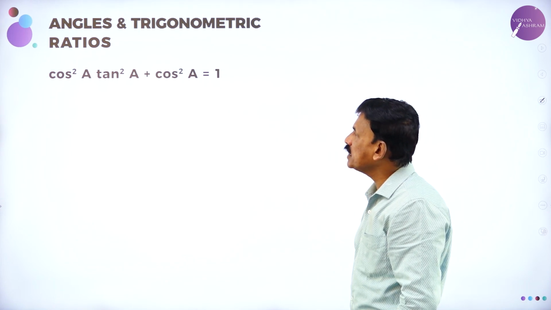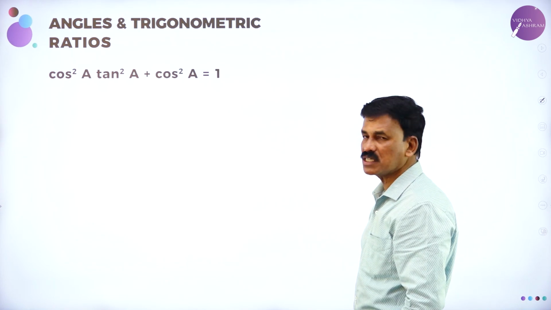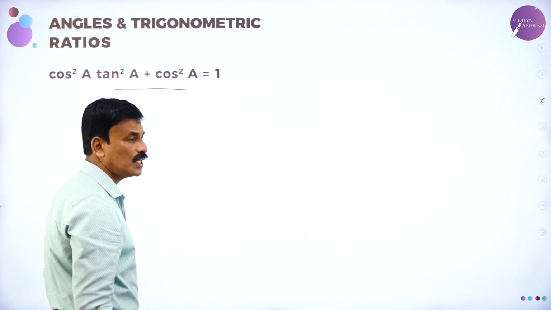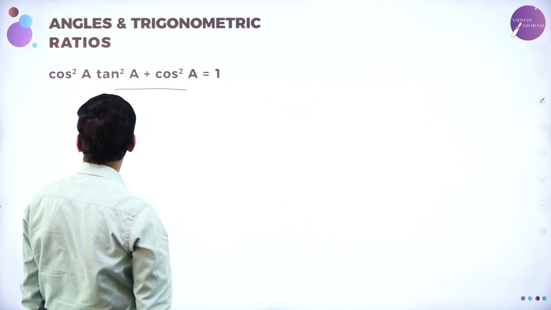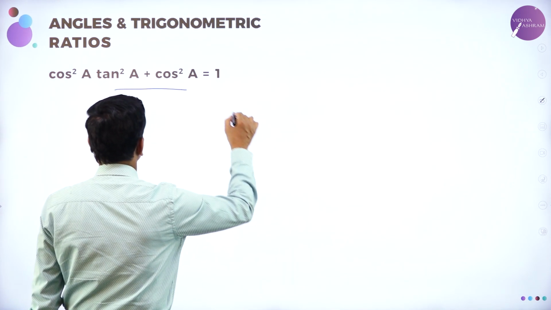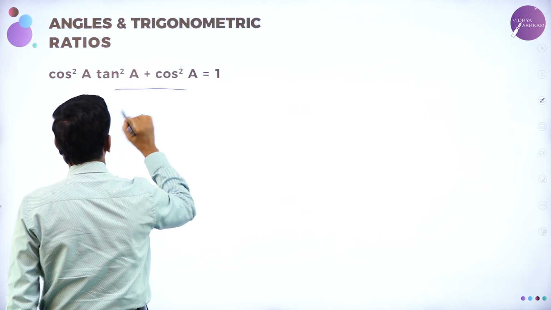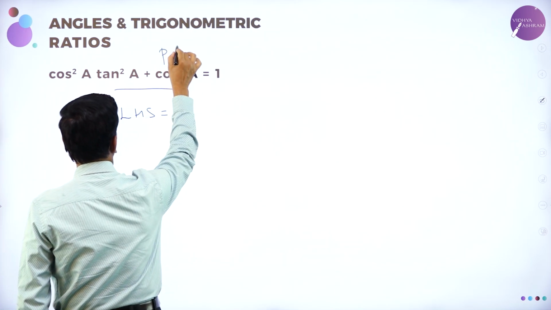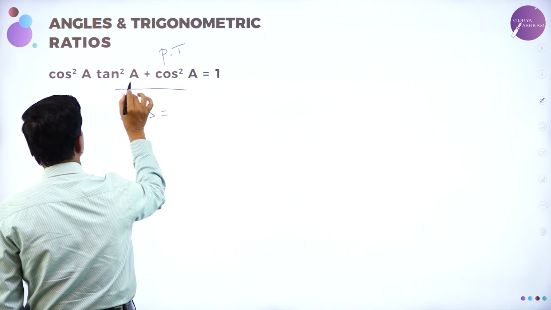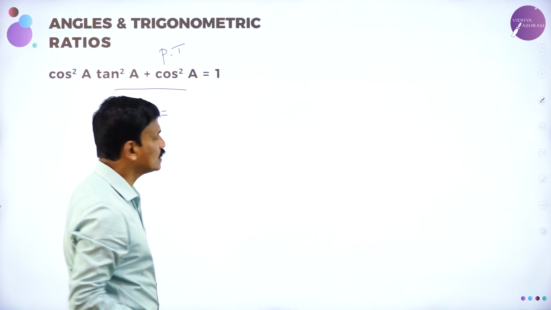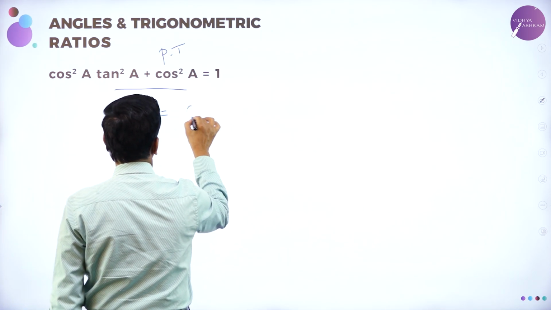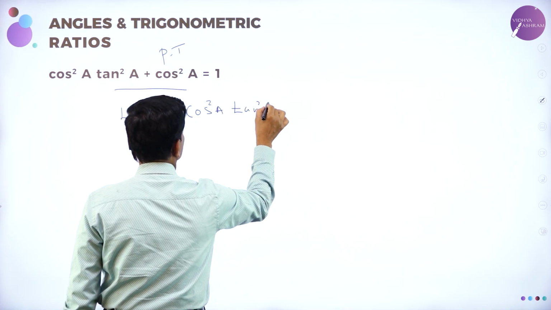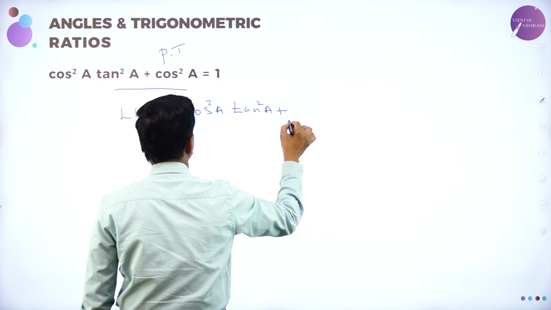Prove that cos square A into (tan square A plus cos square A) is equal to 1. So what is to prove? To prove that cos square A into (tan square A plus cos square A) is equal to 1. So let us take LHS. What is LHS? Cos square A into (tan square A plus cos square A).